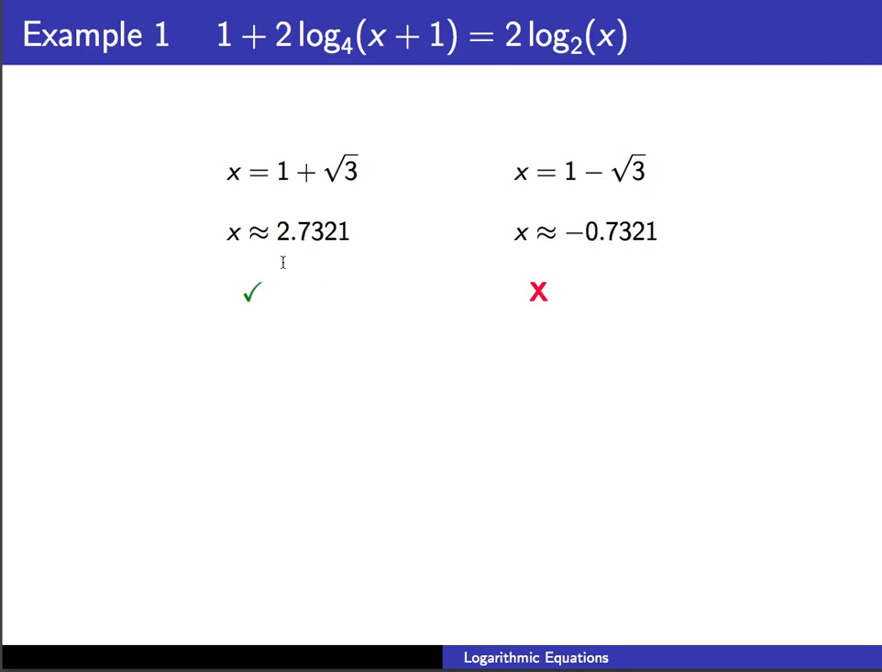However, the 1 plus the square root of 3, the 2.7321 approximation, is okay, because when we plug that in, we get a positive expression in this one and a positive expression in this one. And as a matter of fact, if we graph 1 plus 2 times log base 4 of x plus 1, and we graph 2 log base 2 of x, we will see that the graphs intersect at about 2.7321, or as a more exact value, 1 plus the square root of 3. So our final answer, x is about 2.7321. An exact answer, again, is x equals 1 plus the square root of 3.